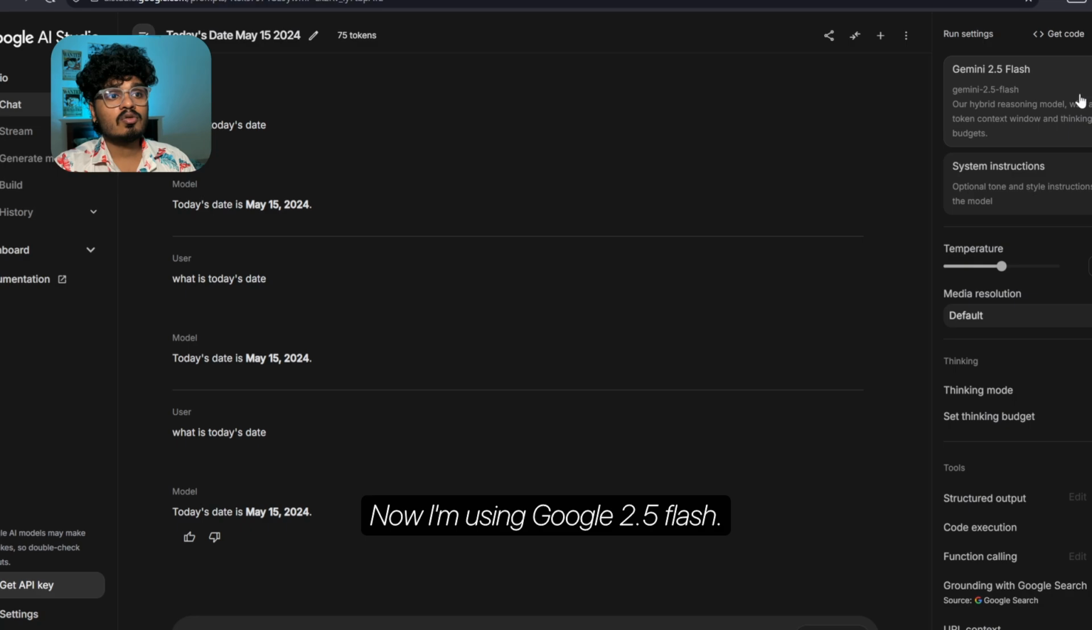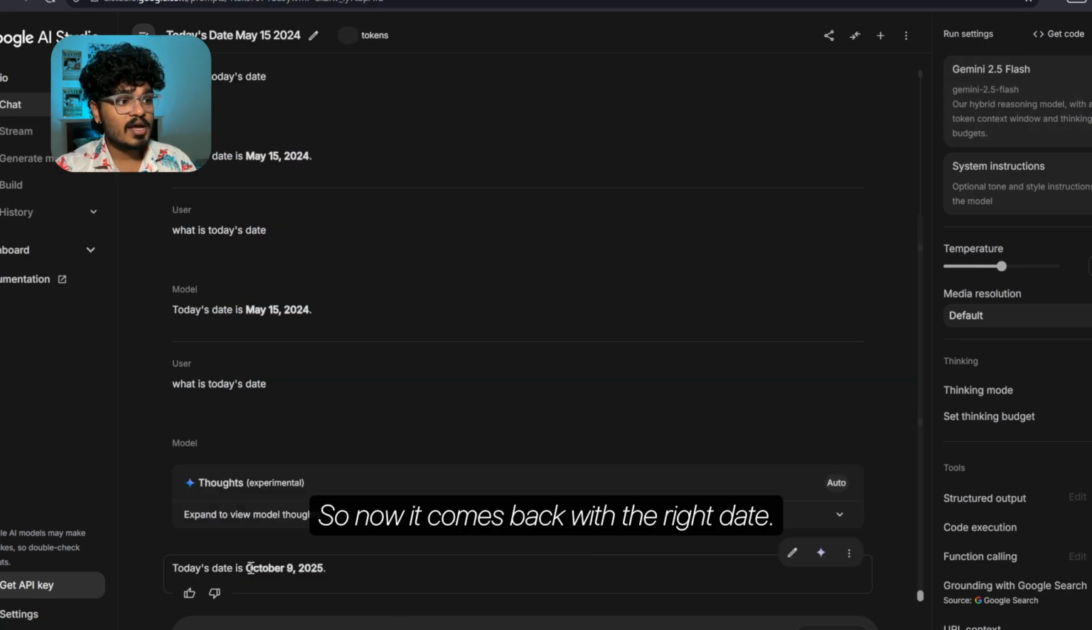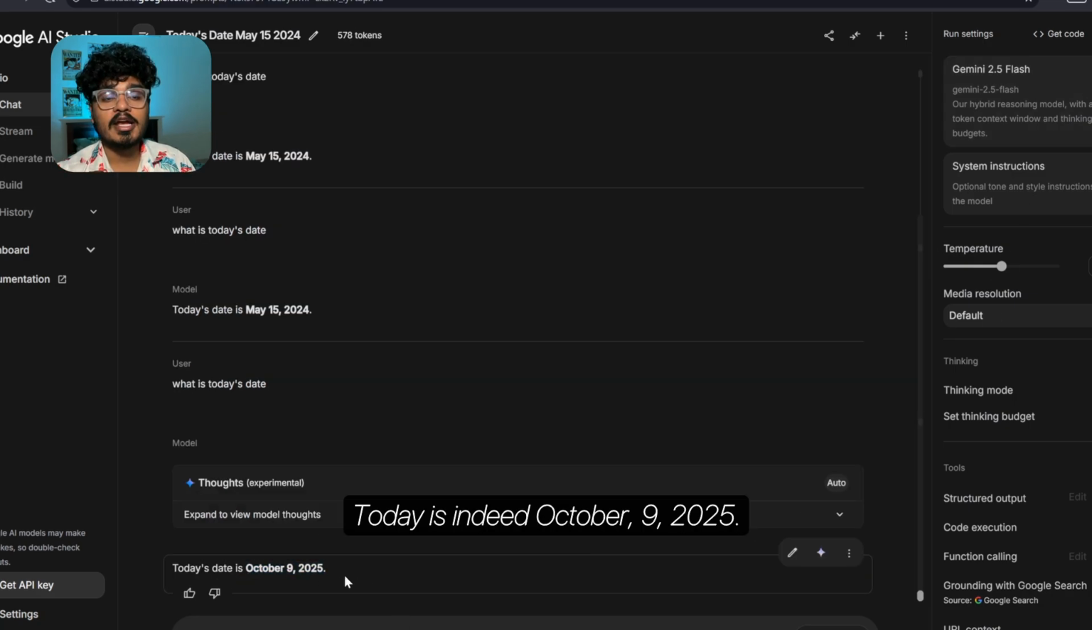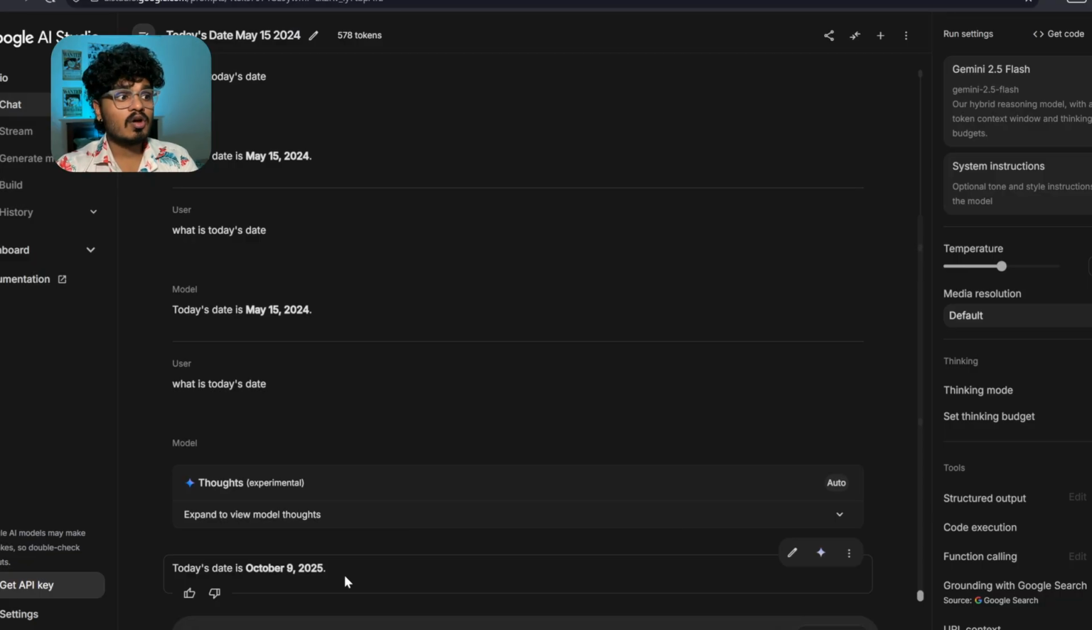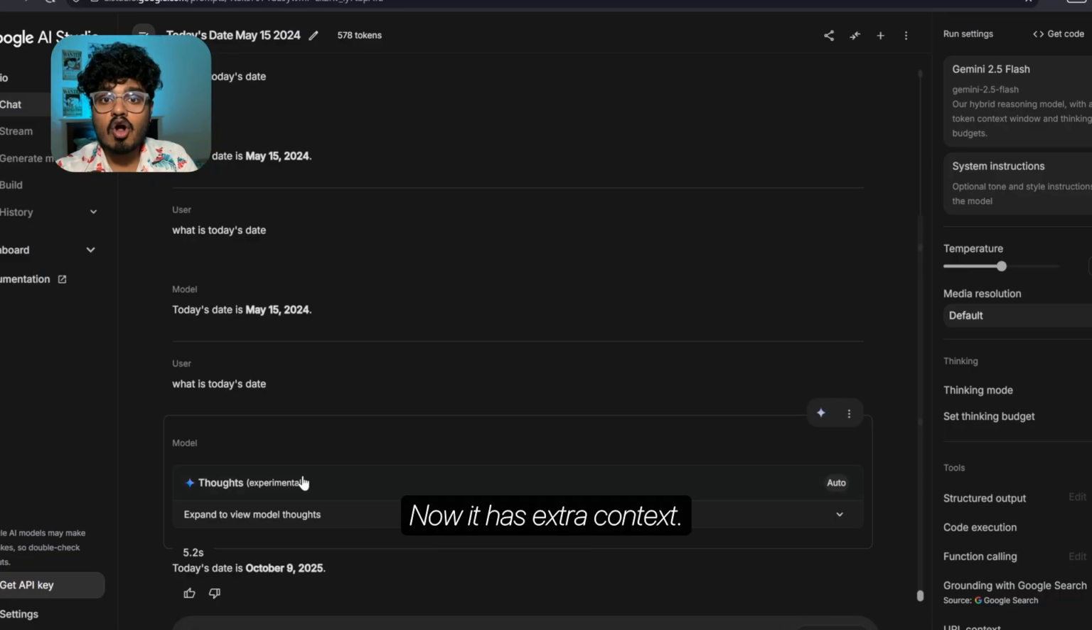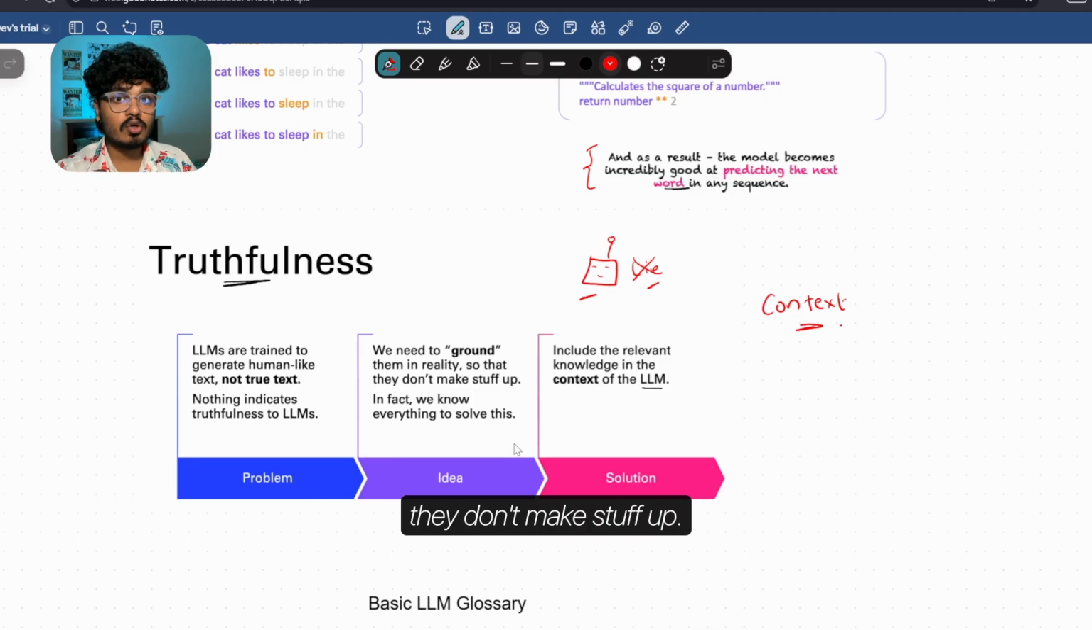Now I'm using Gemini 2.5 Flash. So now it comes back with the right date. Today is indeed October 19, 2025. What is the right answer? Because it could search for it. Now it has extra context. We need to give them the right context so they don't make stuff up.